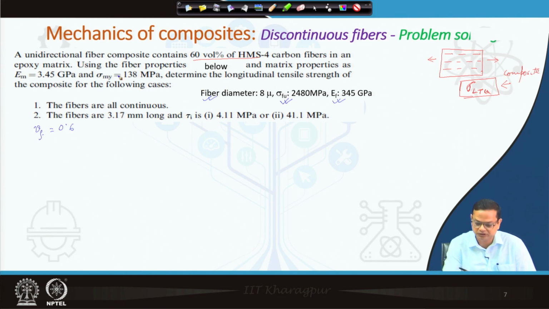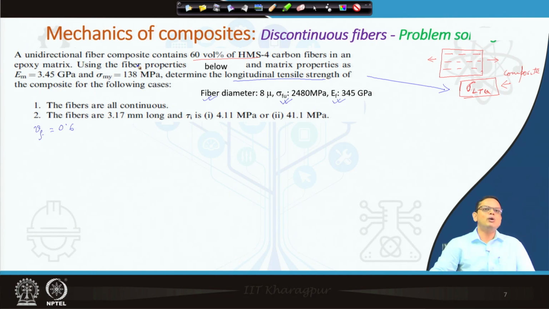Longitudinal tensile strength means what? Basically sigma LTU, you have to calculate sigma LTU. Now, there are two conditions given. In one case, the fibers are all continuous. In the second case, however, the fibers are not continuous, but short fibers with certain lengths and then the tau I values are different. So, let us first address the first issue, that is if the fibers are all continuous.